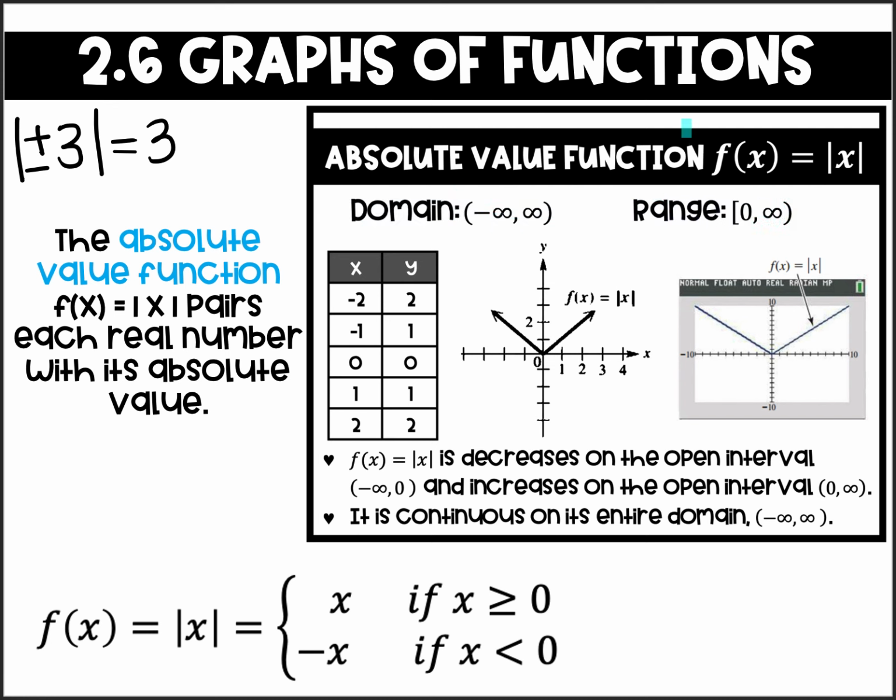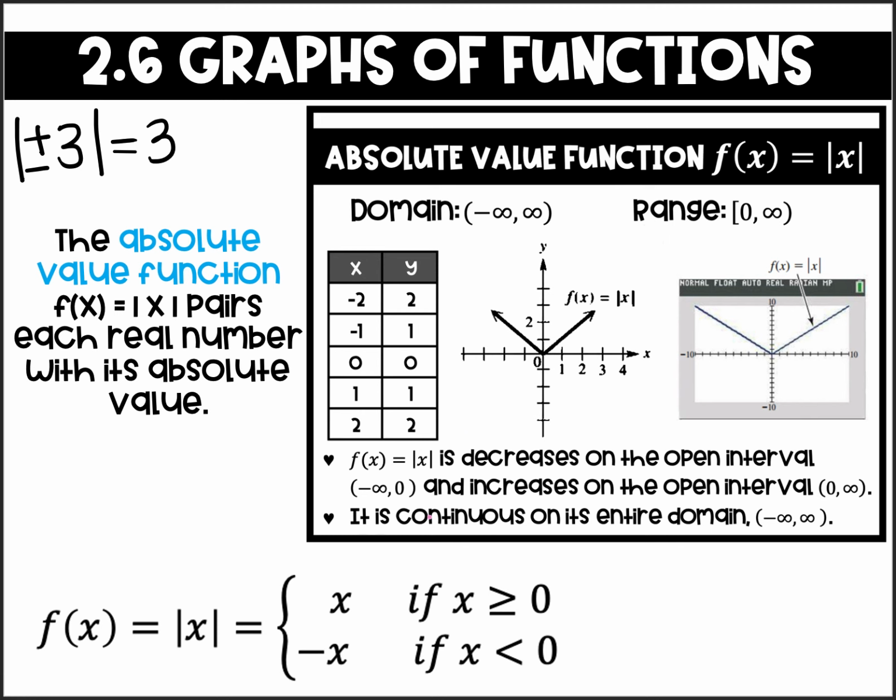And if I walk on my graph from left to right, it's decreasing from negative infinity to 0 and increasing from 0 to positive infinity. Since I can graph my function over its entire domain without lifting the pencil from the paper, my graph is continuous over the entire domain.